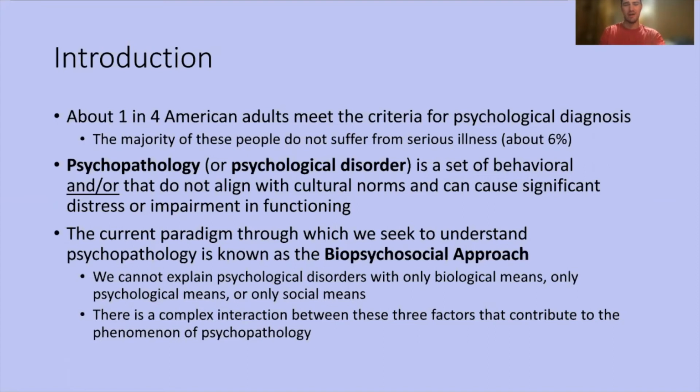There have been a bunch of paradigms that people have tried to understand psychopathology through, and this seems to be the best approach. Basically all it means is that we cannot explain psychological disorders with only biological means. Some people may try to look into the brain and say that it 100% completely explains and can predict psychopathology, but that's just not true. And it's the same exact thing: we can't just look at the psychological part, and we can't just look at the social interaction part. It's a complex interaction between these 3 factors that gives rise to the biopsychosocial approach, and it gives rise to our understanding of psychopathology.